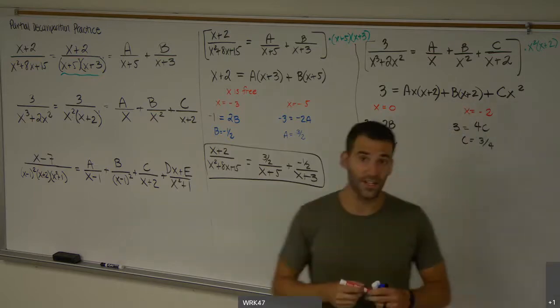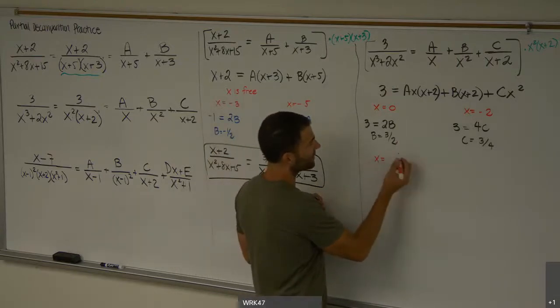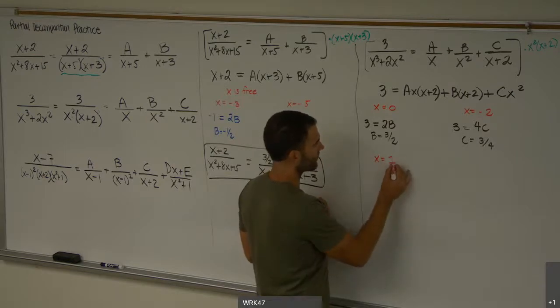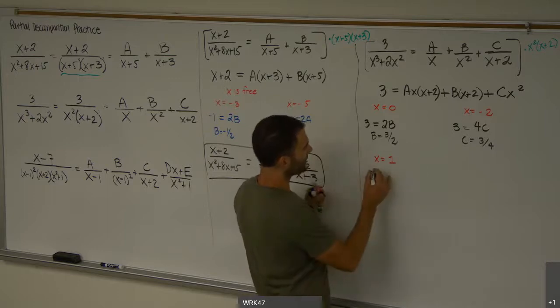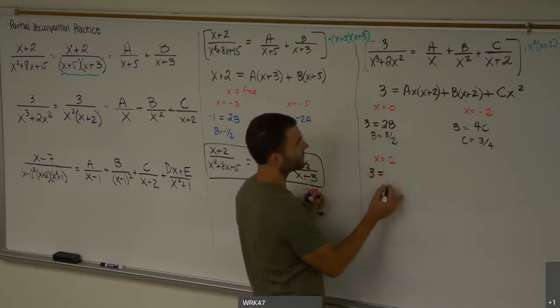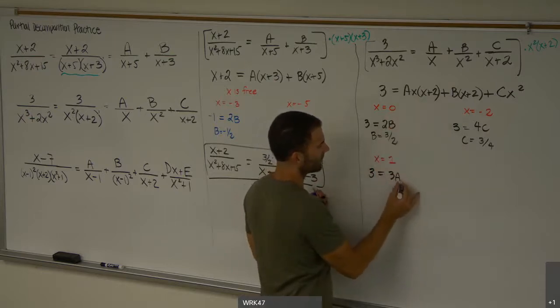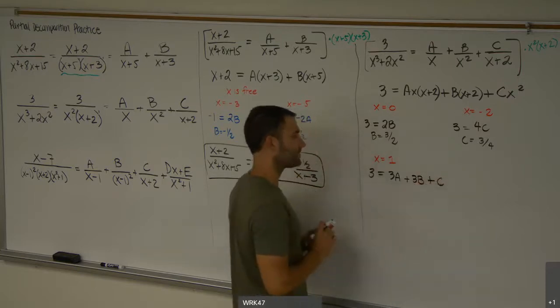Remember, x is still free, so you're going to choose it to be something. For example, I'm going to choose x to be, let's just do 1. When x is 1, let's see what we get. We're going to get 3, of course, on this side, equals, when x is 1, 1 plus 2 is 3, times 1 is 3, so 3a, plus, when x is 1, that's 3b, plus c.